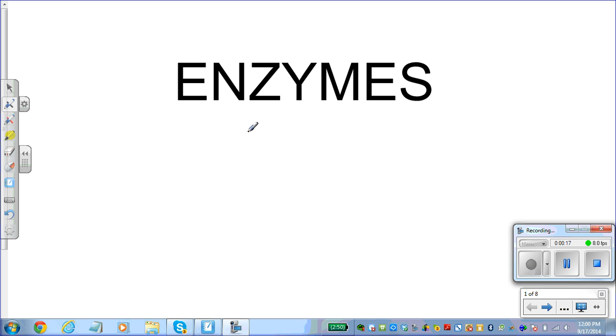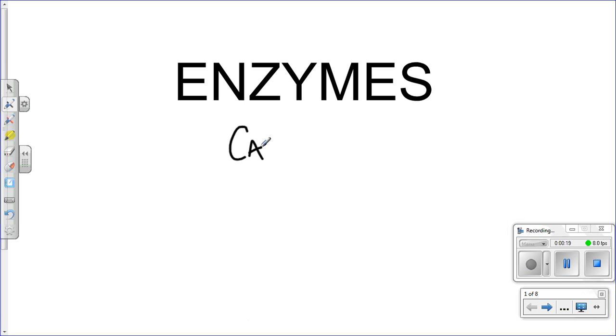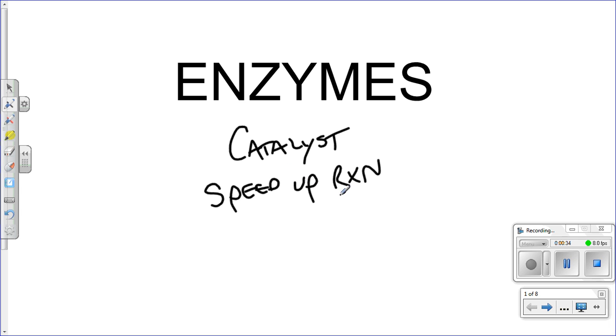Now, enzymes are catalysts. They are biological catalysts, and all that you really need to know about catalysts is that they speed up reactions. We'll explain how they speed up reactions in a little bit. For those of you that don't know, that's shorthand for reactions. Okay, so they're going to speed up reactions. They're not a reactant. They're not a product. They don't get used up. They just speed up reactions. And we'll talk about how that happens. It's mostly with activation energy.